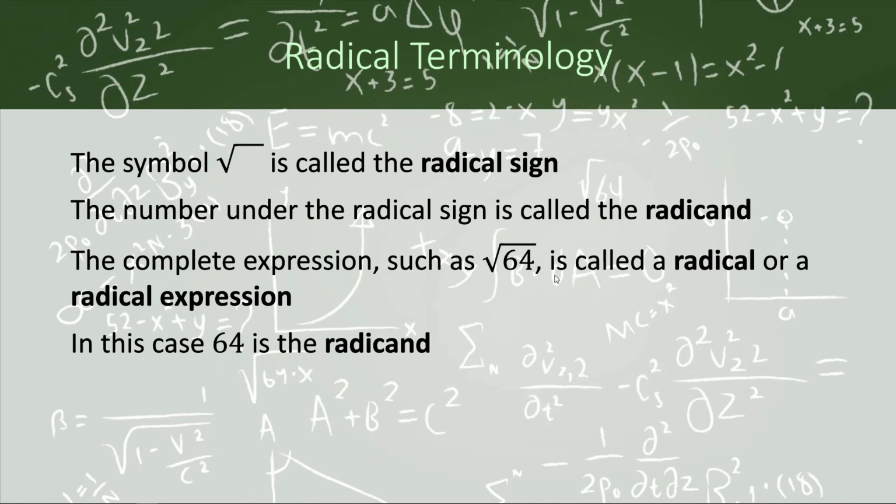Okay, so let's talk about some terminology or what we call nomenclature. This symbol here is called the radical sign. Actually, specifically, this is called the square root sign. The number under the radical sign is what we call the radicand, and the complete expression, such as the square root of 64 or something else that you have in your notes, is called a radical or a radical expression. And in this particular case, the radicand is, you guessed it, 64.